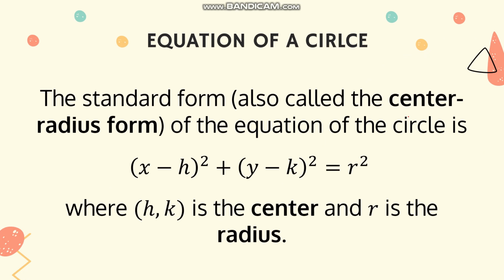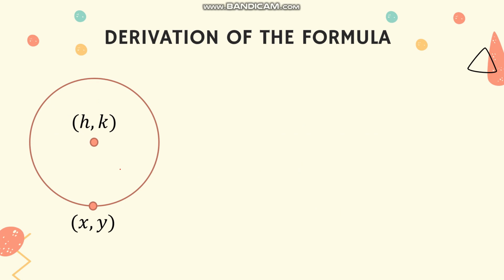The standard form, which is also called the center-radius form of the equation of the circle, is given by (x − h)² + (y − k)² = r², where (h, k) is the center and r is the radius. So (h, k) corresponds to the coordinates of the center, and again r is for the radius. Please take note of this formula. Again, this one is called the center-radius form.